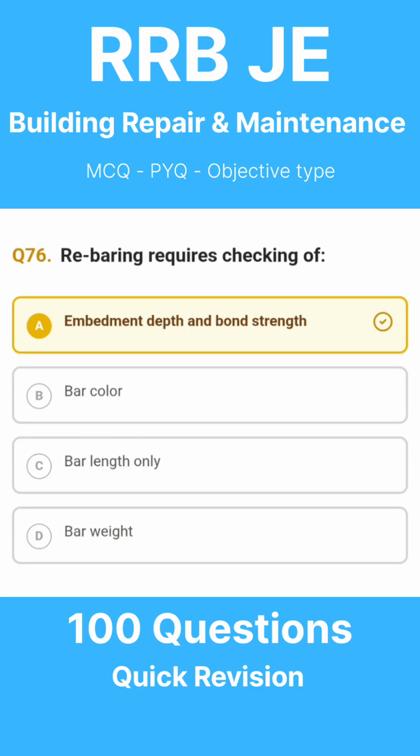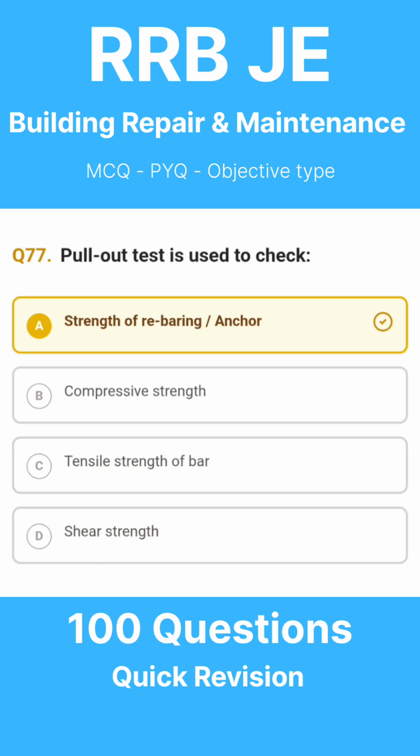Question 76. Rebearing requires checking of. The correct answer is embedment depth and bond strength. Question 77. Pull-out test is used to check. The correct answer is strength of rebearing or anchor.